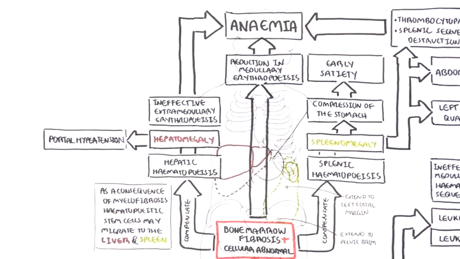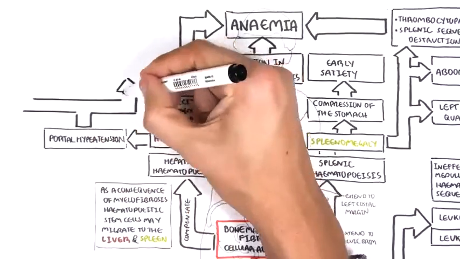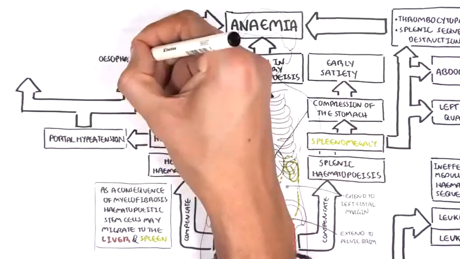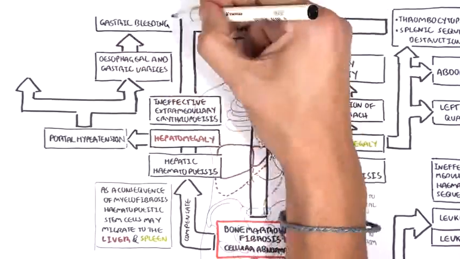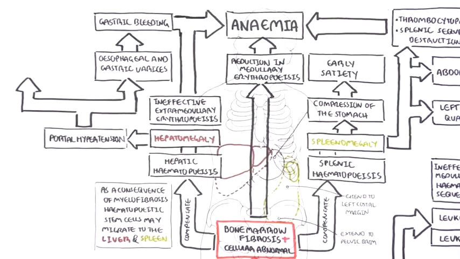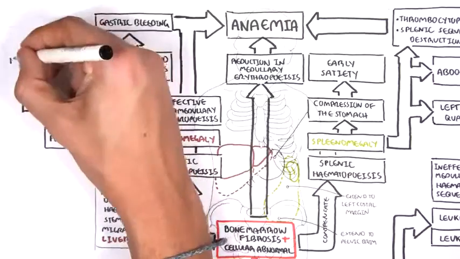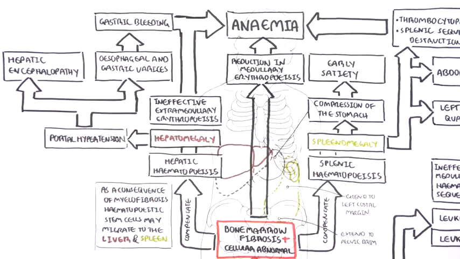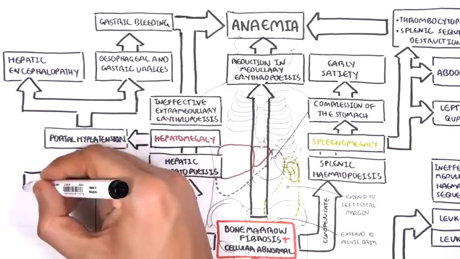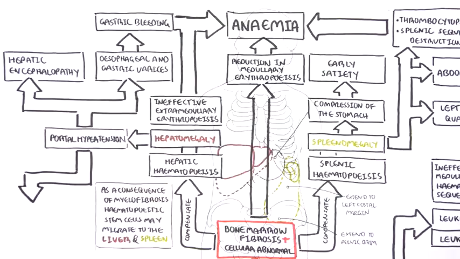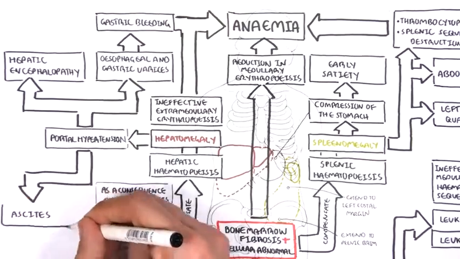Portal hypertension leads to a few things. It causes esophageal and gastric varices, which can lead to gastric bleeding and thus contribute to anemia when you lose blood. Portal hypertension can also lead to hepatic encephalopathy in later stages. Portal hypertension can also cause ascites, which can predispose one to spontaneous bacterial infection of the peritoneum.